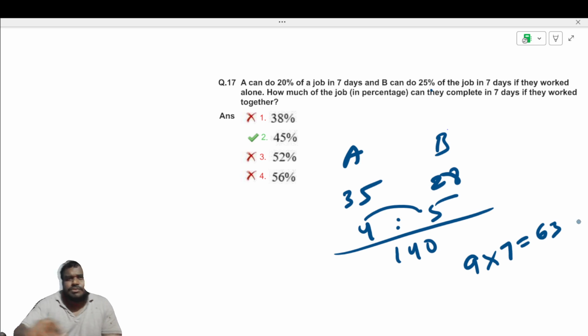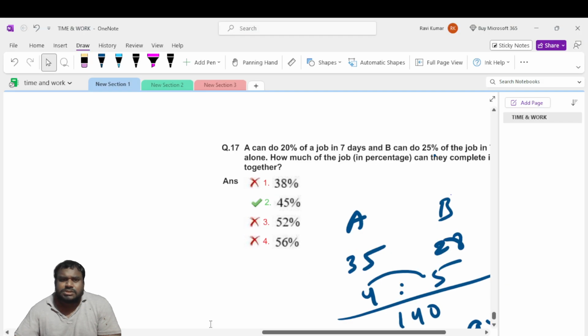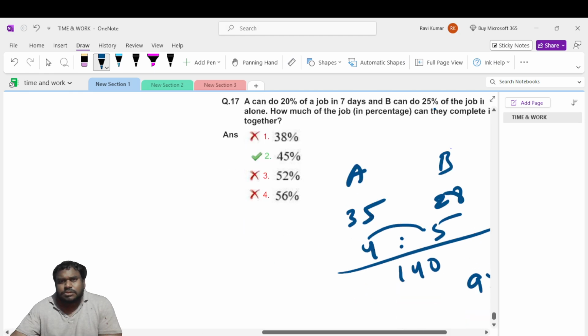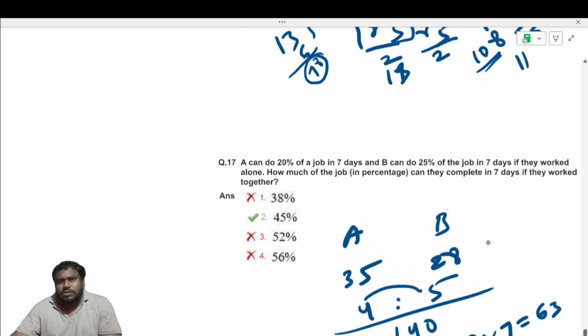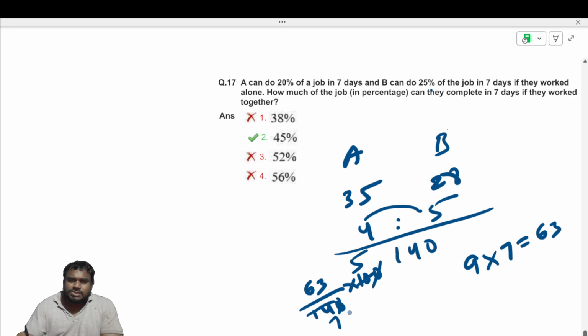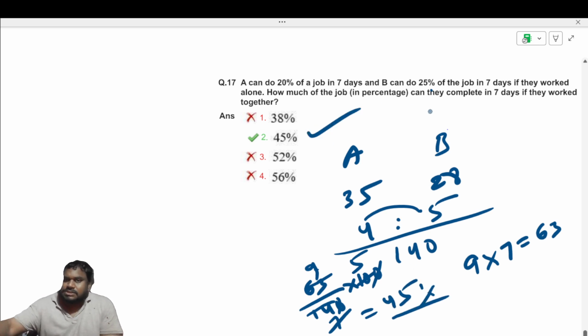So how much of the job can be completed in 7 days? 63 parts of work will be completed, but total work is 140. So 63 out of 140 is how much percent? To find the percentage, multiply with 100. 2 7s, 2 5s, 7 9s. So 9 into 5 is 45% of work will be completed. So like this.